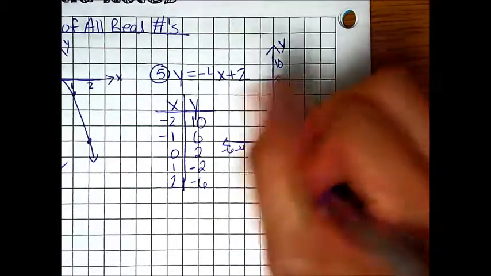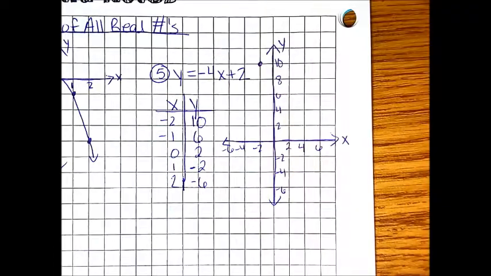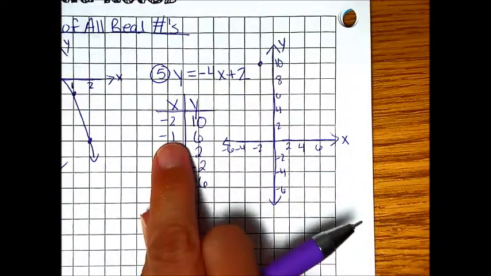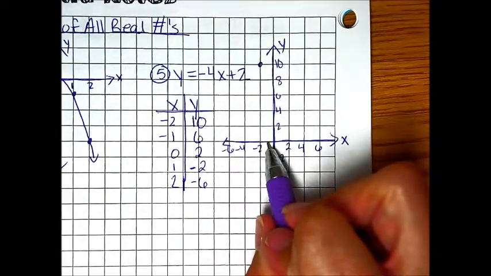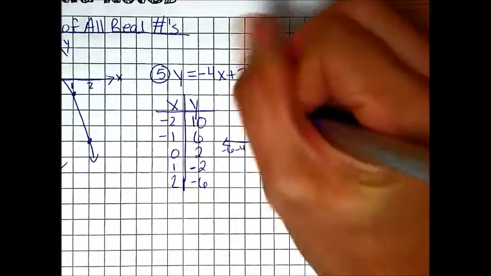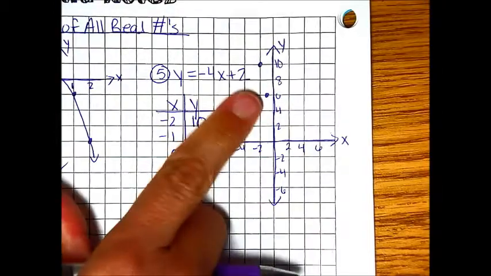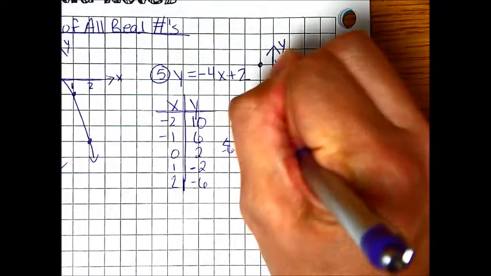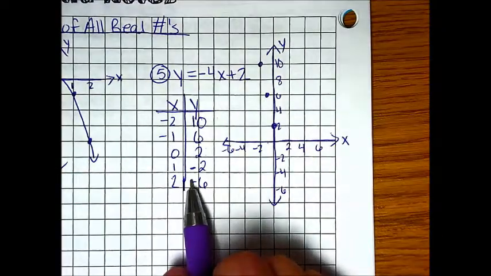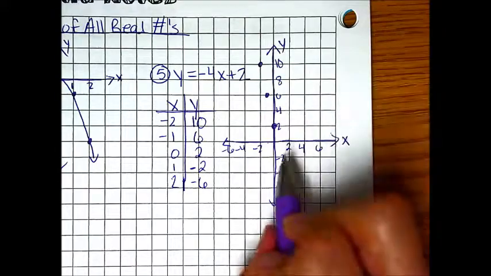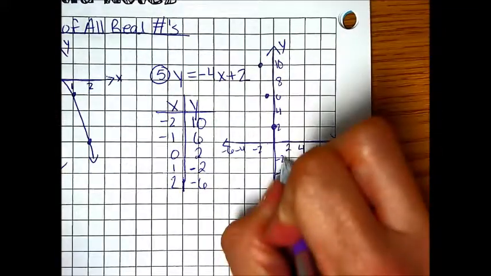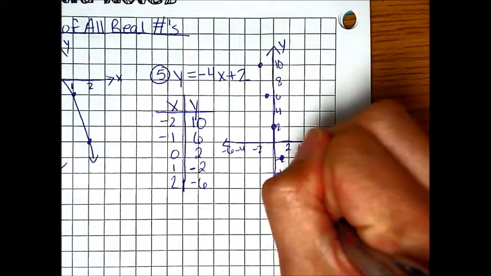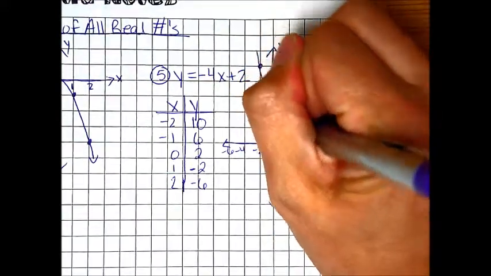So I'm going to graph these. Negative 2, 10. It's up here. We just have to be okay with if we count by 2s and we have an odd number like negative 1, it's not going to be right on the line. Negative 1 would be right here, and I would go up to 6. So here's negative 1, 6. Then I have 0, 2. Okay, again, here's an odd number. I have 1, negative 2. So over 1 would be here, and down to negative 2 would be right there. And then 2, negative 6. And I'm going to go ahead and connect this.